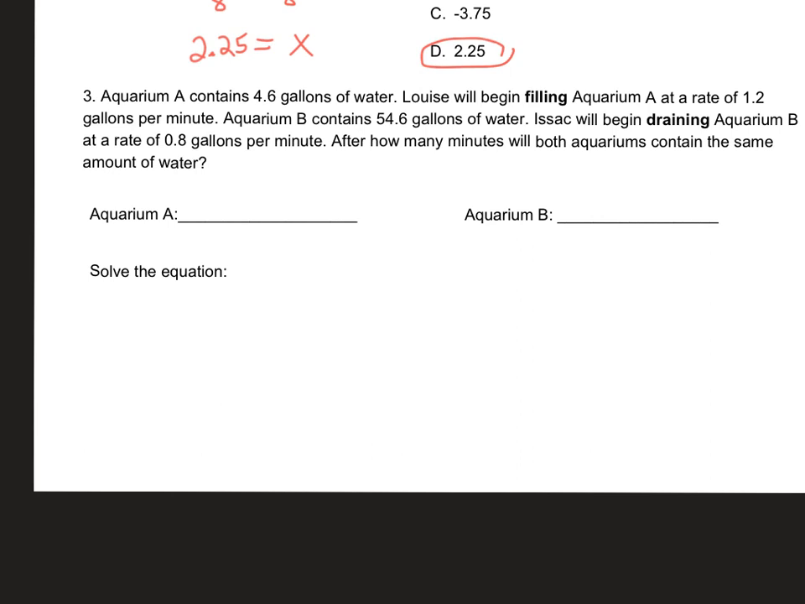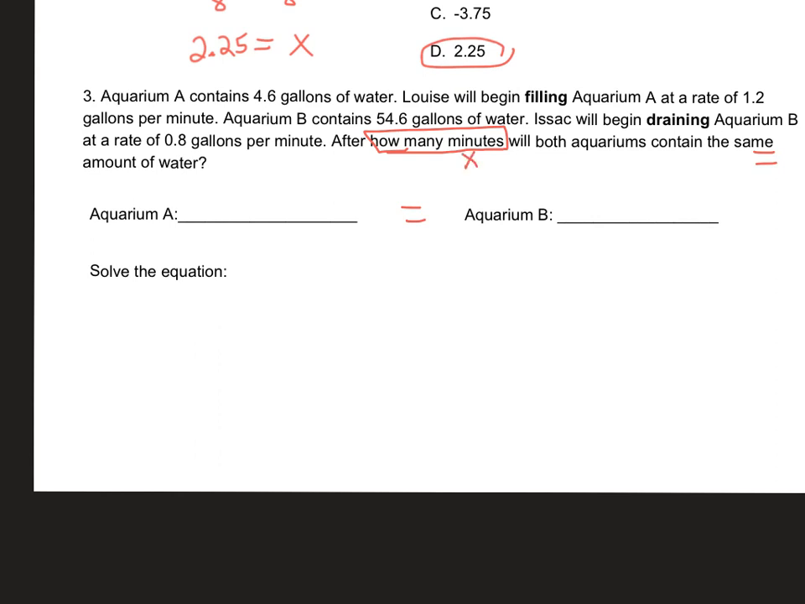Aquarium A contains 4.6 gallons of water, and Lewis will begin filling aquarium A at a rate of 1.2 gallons per minute. Aquarium B contains 54.6 gallons of water, and Isaac is draining aquarium B at a rate of 0.8 gallons per minute. After how many minutes will both aquariums contain the same amount of water? So I know both of these will share the variable of minutes, and we want to see when they will be the same. So wherever I look for the m, or the minutes, that's my variable.